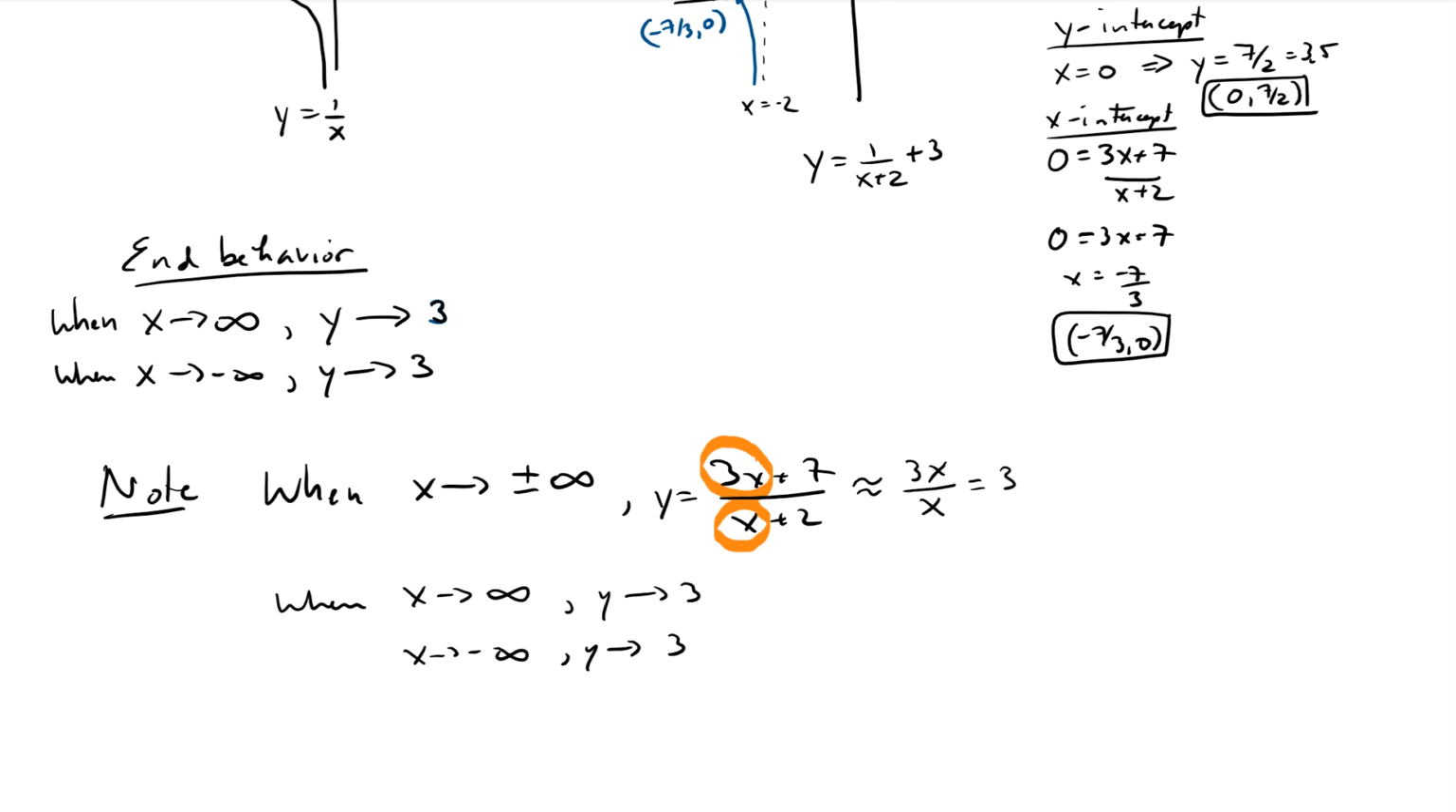Whenever you have a rational function, you can compare the leading terms at the top and at the bottom, simplify them if they have common powers of x, and then you can use the expression you get to analyze the end behavior of your function.